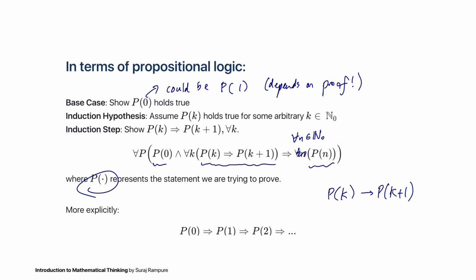Any questions with that? Yes? Why can't you choose between 0 and 1? It depends on the question. So you can't necessarily choose. It's just the smallest natural number for which this sentence is true.